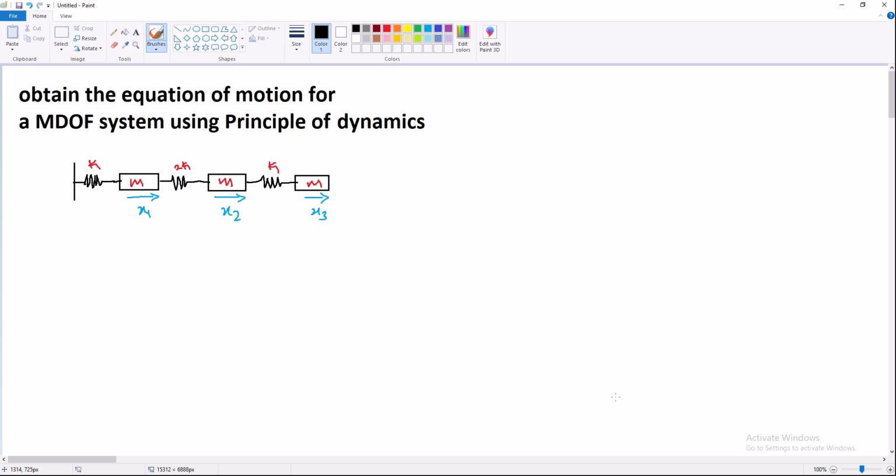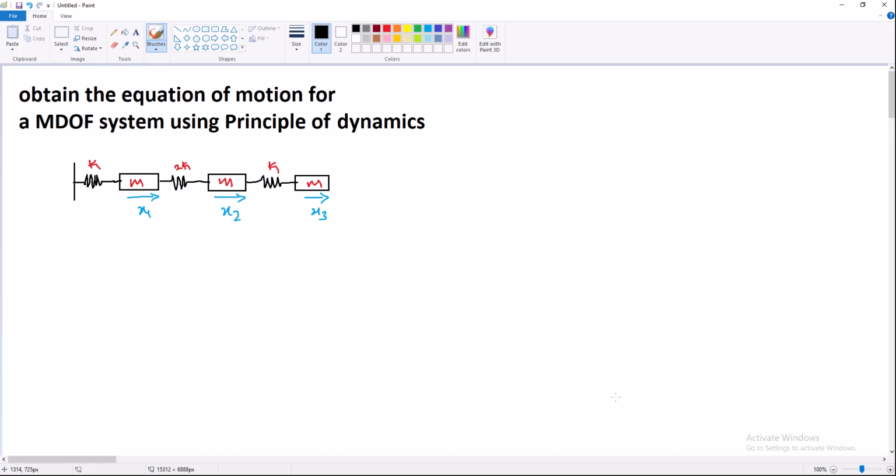Hello viewers, in this class I would like to discuss the numerics to obtain the equation of motion for a multi-degree of freedom system using the principle of dynamics. The principle of dynamics is nothing but D'Alembert's principle. By applying D'Alembert's principle, we can have the equation of motion for the given system.